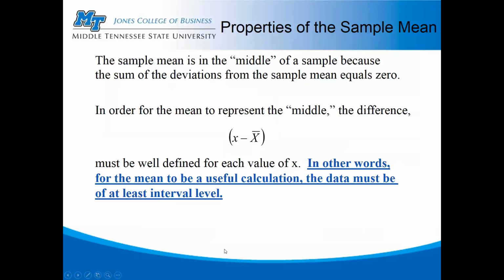So the concept of the mean, what makes it in the middle, has to do with the deviations from the mean. And this implies something important about the use of the mean as a measure. You need to have at least interval level data. If the difference between 2 values is not well defined, it really doesn't make any sense to calculate the mean as a measure. If you have nominal level data, or if you have ordinal level data, it really doesn't make sense to figure out what the mean is.